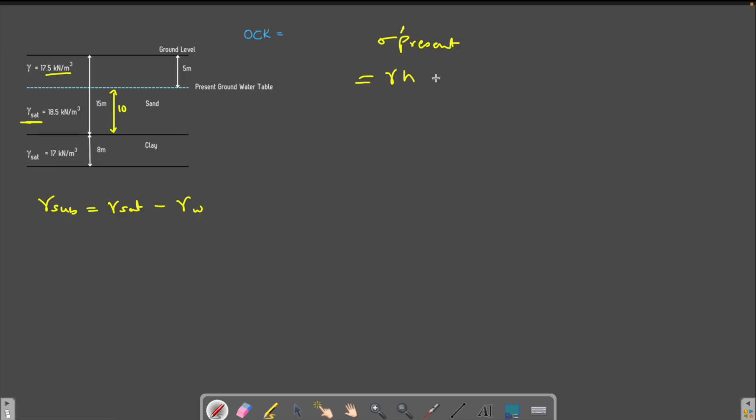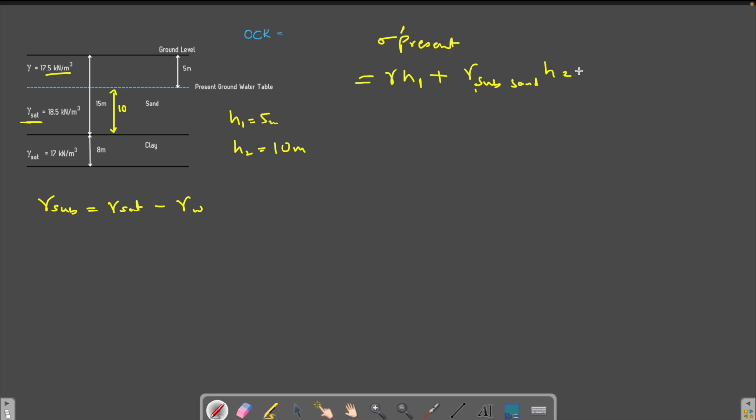Okay. So we will be adding, let me name it H1. H1 is 5 meters. Now what is H2? For the height 2, we will be taking the submerged unit weight of the sand, and H2 is 10 meters. So gamma submerged of sand into H2, okay?